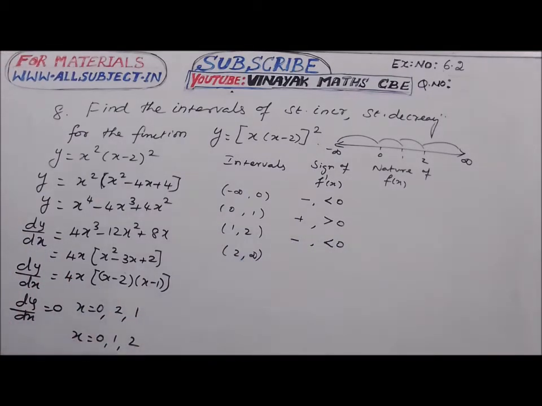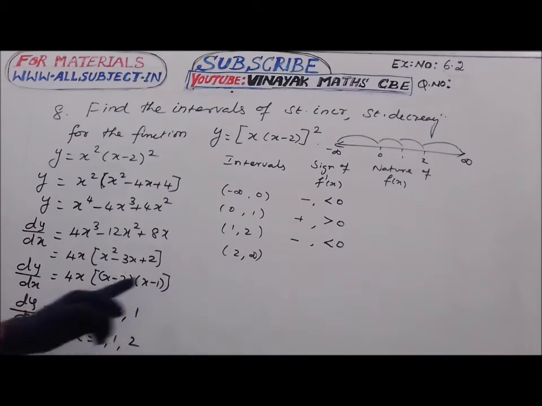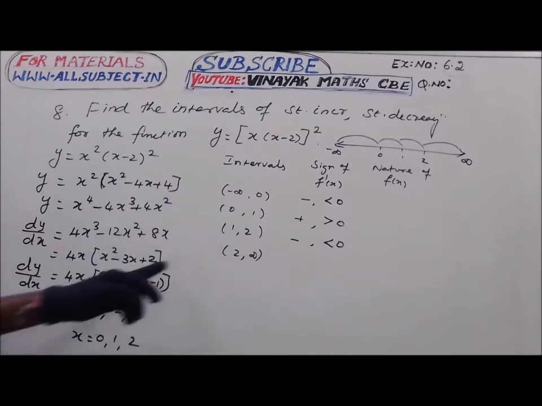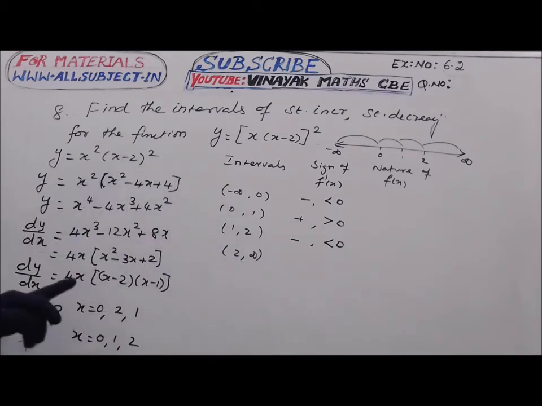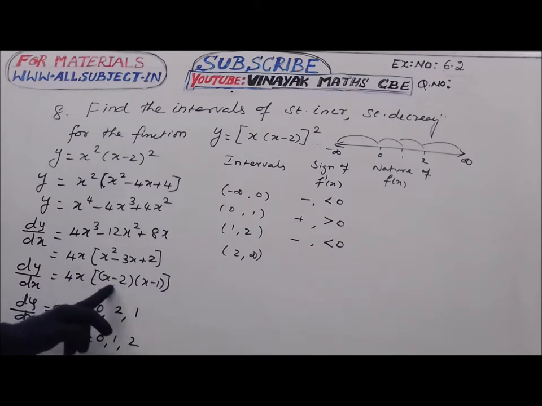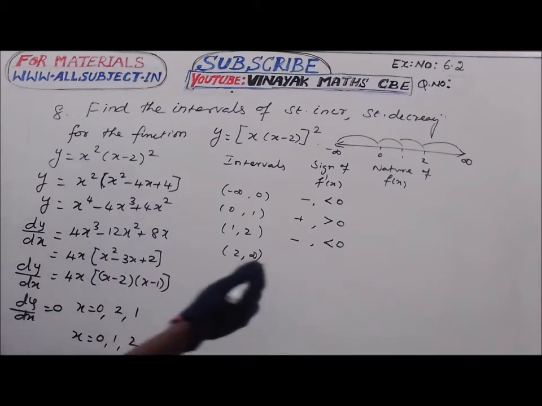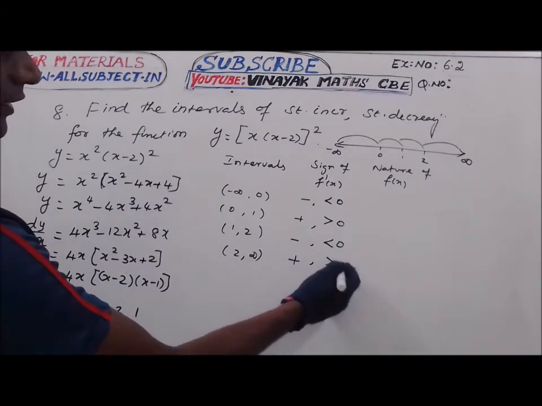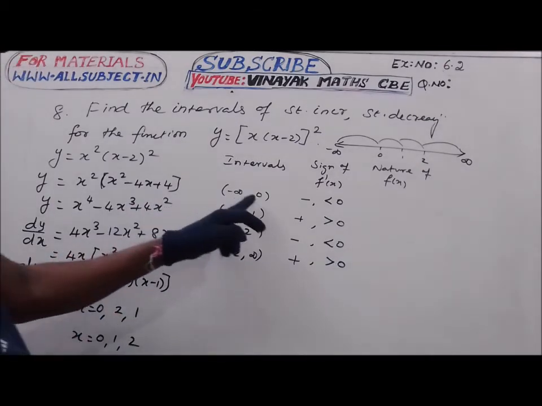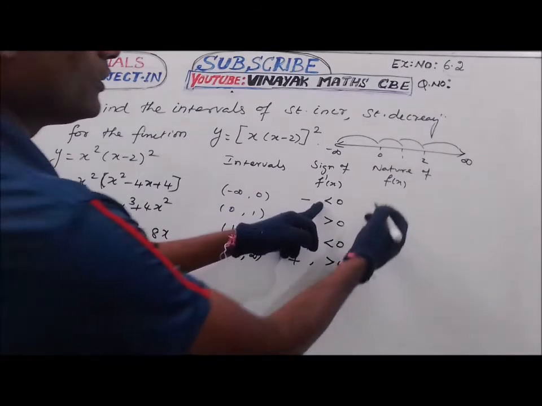And then taking 2 to infinity, you can choose an easy value like 3 and substitute here. 3 is positive, 3 minus 2 is positive, 3 minus 1 is positive, all are positive. When we multiply, it will yield a positive quantity that is greater than 0. This means in minus infinity to 0, f dash has a sign less than 0.